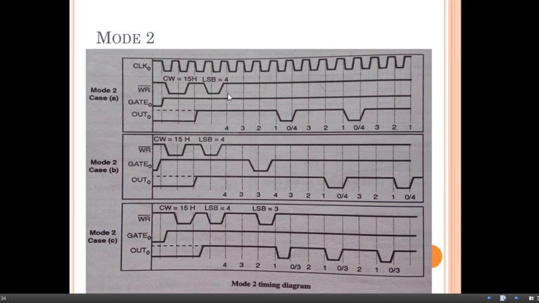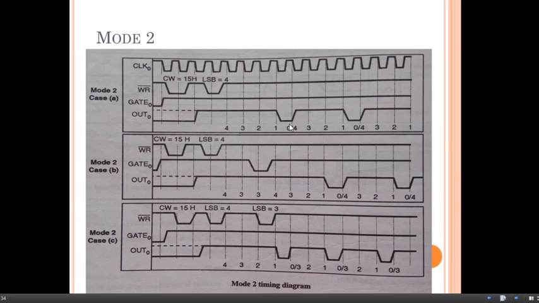Here the counter is initialized by value 4. On the next clock cycle the counter will count 3. The next clock cycle the counter will count 2, then 1, and when the counter reaches value 1, it makes the output low.